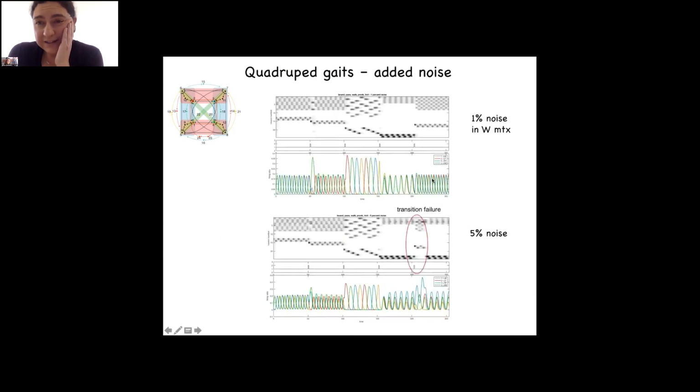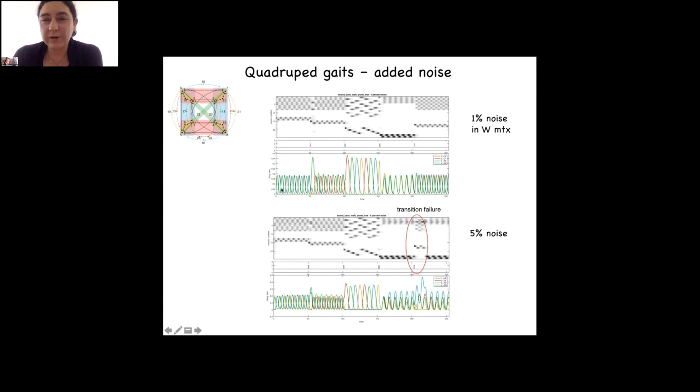If I add noise to the W matrix, I preserve all the gates, but sometimes the transitions fail. So there is some effect. With a small amount of noise to the matrix, I actually preserve all the gates and all the transitions. With larger noise, 5% down here, now I have some transition failures. So it will break once you jitter it enough, but this is not dependent on fine tuning of the W matrix.